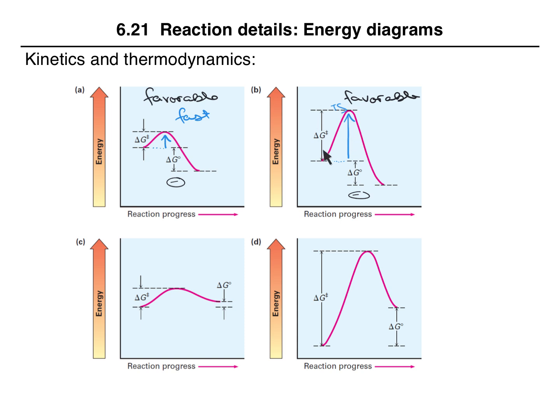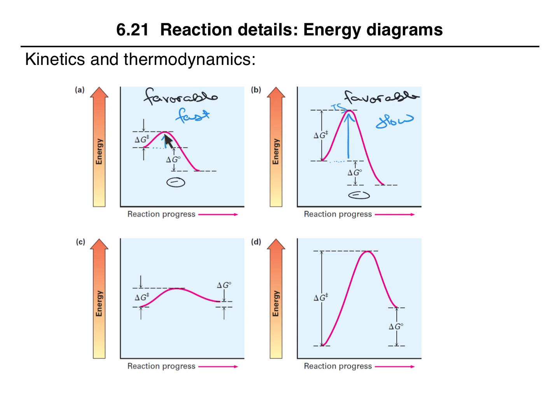So the delta G double dagger, this is the activation energy. Because this reaction has a much larger activation energy than this one does, it will be relatively slow. So kinetics and thermodynamics are independent. We can have a reaction that is favorable or spontaneous, a reaction where products are favored, but there can be a significant difference in the speed of the reaction.